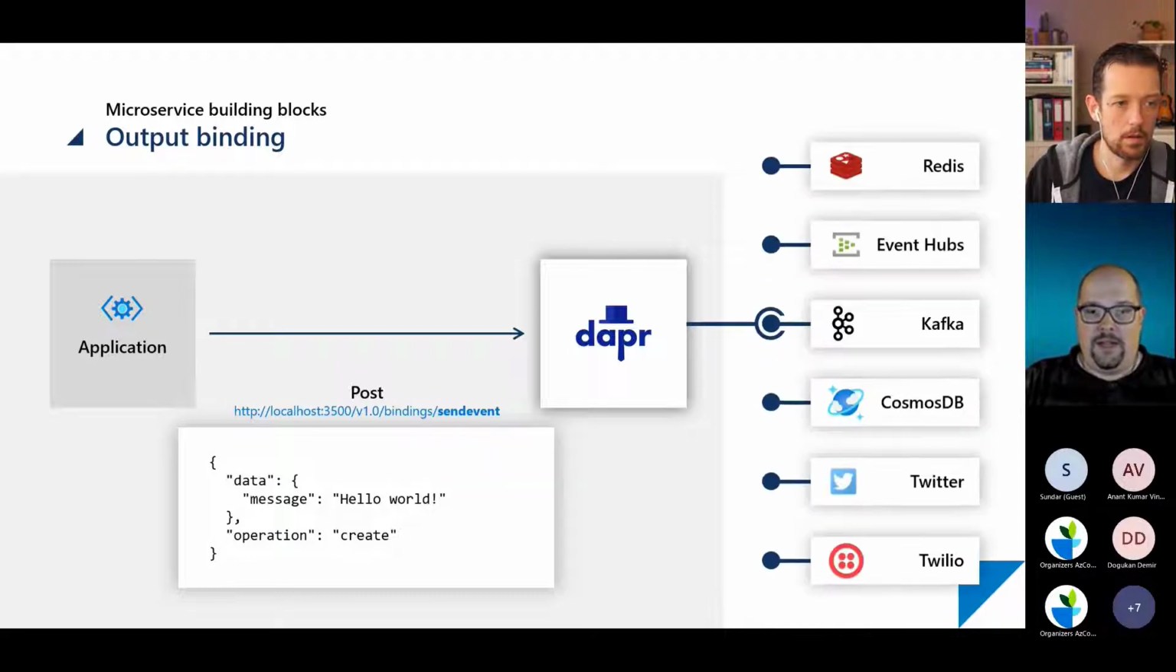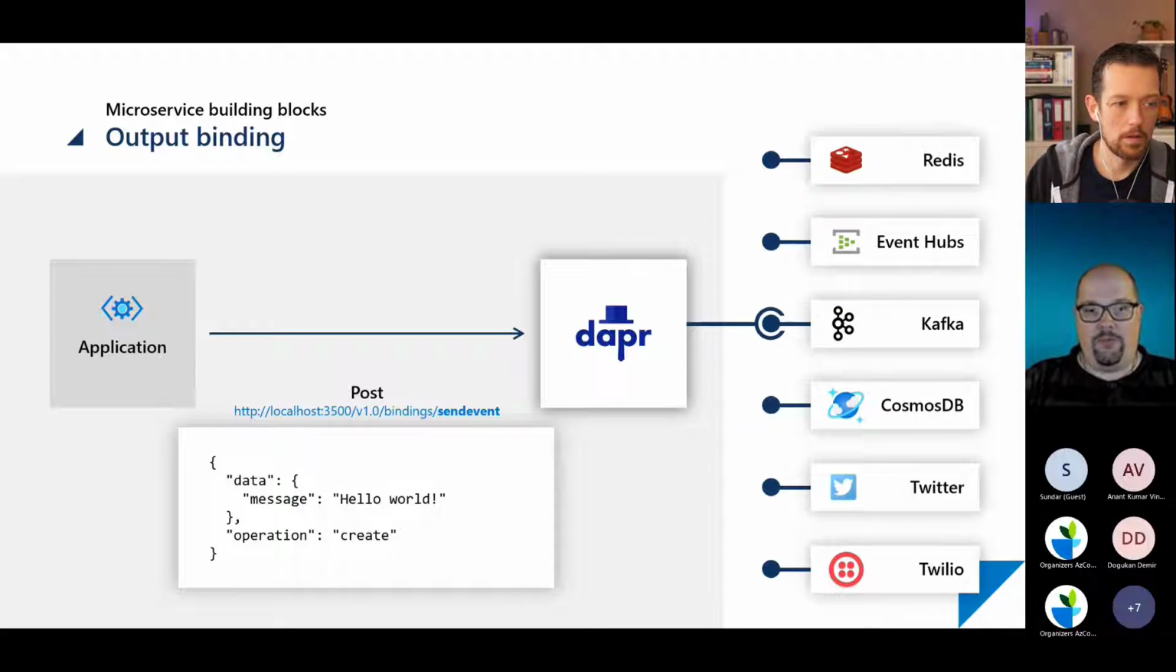When you do that, then the Dapr sidecar will actually call the external system that is configured for this binding and then send the payload. So you see a couple of them on the right. So now it's connected to Kafka, but it could also be Cosmos, or it could be Twilio or Twitter or Redis, whatever. So all the external systems for which an output binding exists, you can really easily integrate with without having to know its specific APIs or specific intrinsic details.